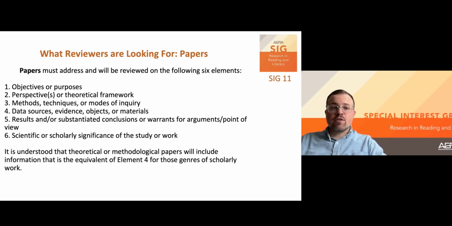The 5th criterion for review is the results or substantiated conclusions or warrants for arguments or point of view in the paper. Finally, the 6th criterion is the scientific or scholarly significance of the study or work.